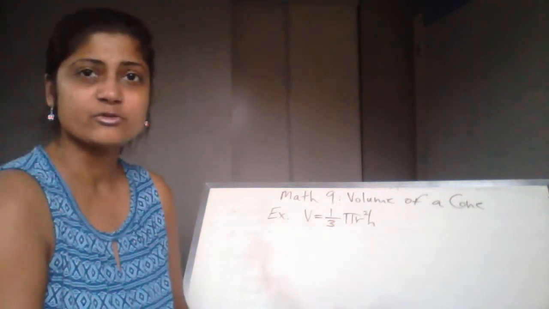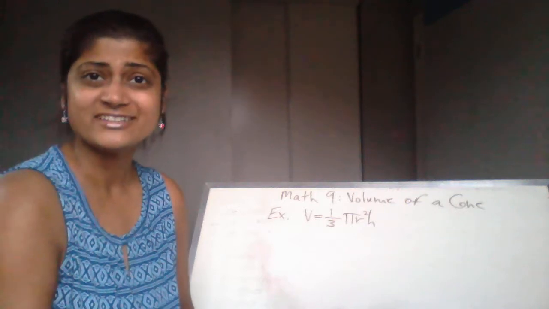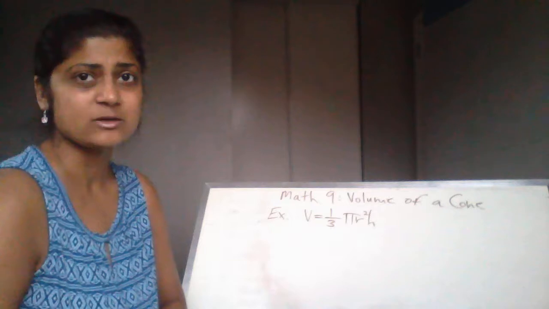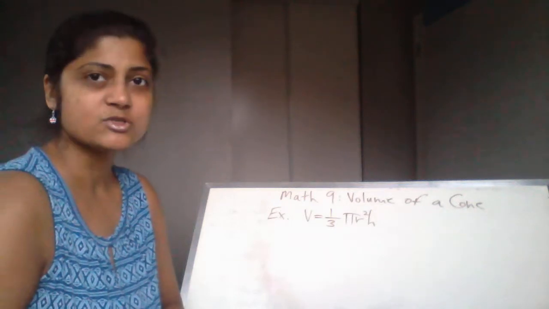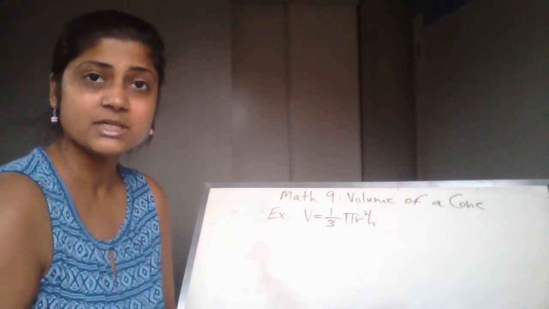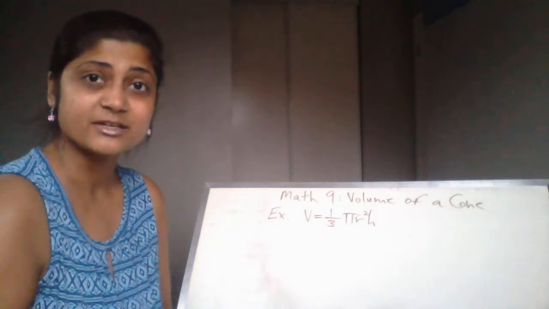Today we're covering the volume of a cone. So with that, let's get started. On the board, I have the volume of the cone written down. It's 1/3 pi r squared h, where r represents the radius of the cone and h represents the height of the cone.